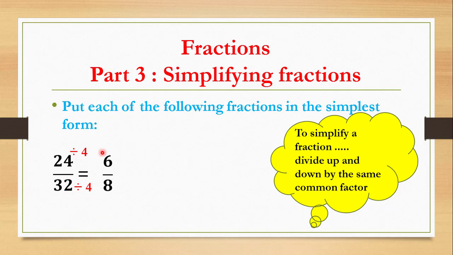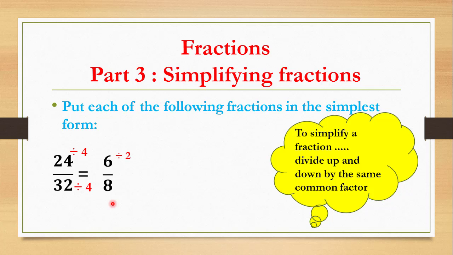24 divided by 4 equals 6 and 32 divided by 4 equals 8. So I have a new fraction here, 6 over 8. But is that the simplest form? No. We still have common factor between 6 and 8. 6 and 8 are even numbers, so we can divide by 2. 6 and 8 are found in the results of timetable 2, so I can divide both of them by 2.